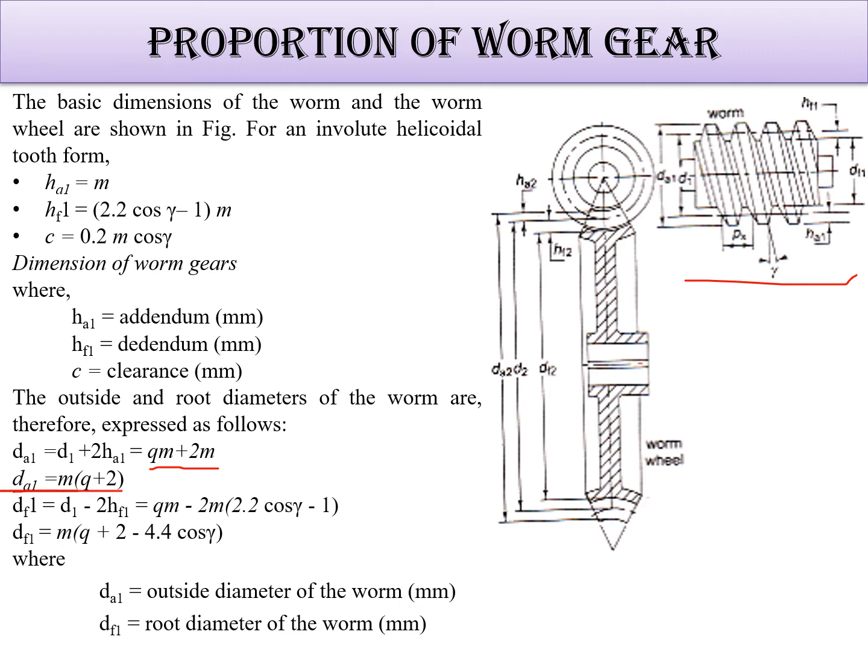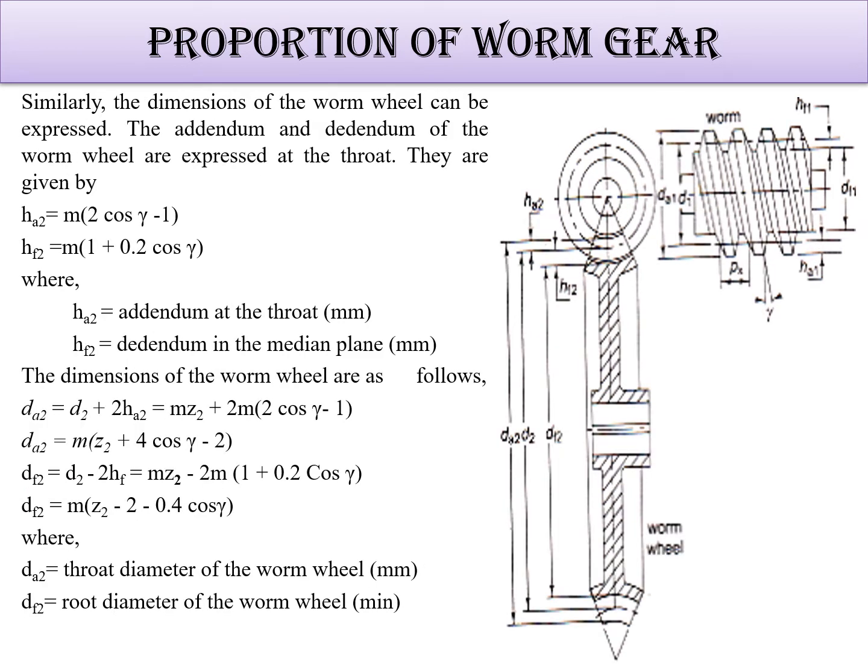Now DF1 is equal to D1 minus 2 HF1. You can see here D1 minus 2 times HF1. So we get QM minus 2 times (2.2 cos gamma minus 1) M. This is common for both the wheel and the worm. By solving this we get M into (Q plus 2 minus 4.4 cos gamma). Now DA1 is the outside diameter of the worm and DF1 is the root diameter of the worm.